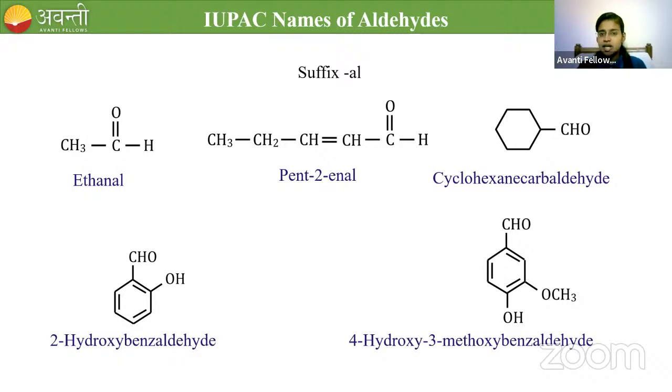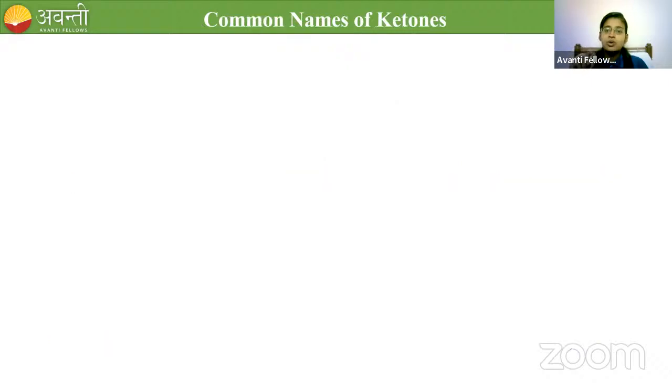Do you have any doubts in IUPAC and common names of aldehydes? Shall we go for the common names of ketones? Okay. So let's go for the common names of ketones. What are ketones? What is the functional group? R, C double bond O, R. The first compound that I'm going to take is CH3, CO, CH3. Both the R groups are CH3 here. So if both are CH3, then the name of this compound is acetone.